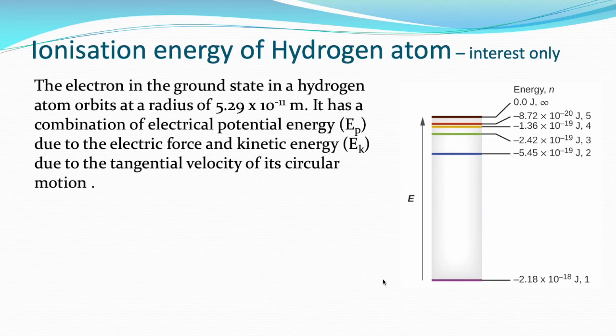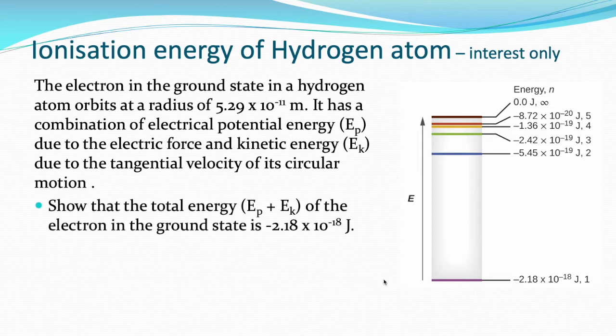Well, those energy level values are all to do with the radius of the electron orbit when it's in its different energy levels. So for example, the electron in the ground state in a hydrogen atom orbits at a radius of 5.29 times 10 to the minus 11 meters. Now, it's got electrical potential energy due to its location in the electric field, but it's also got kinetic energy due to its tangential velocity of its motion in its circular orbit.